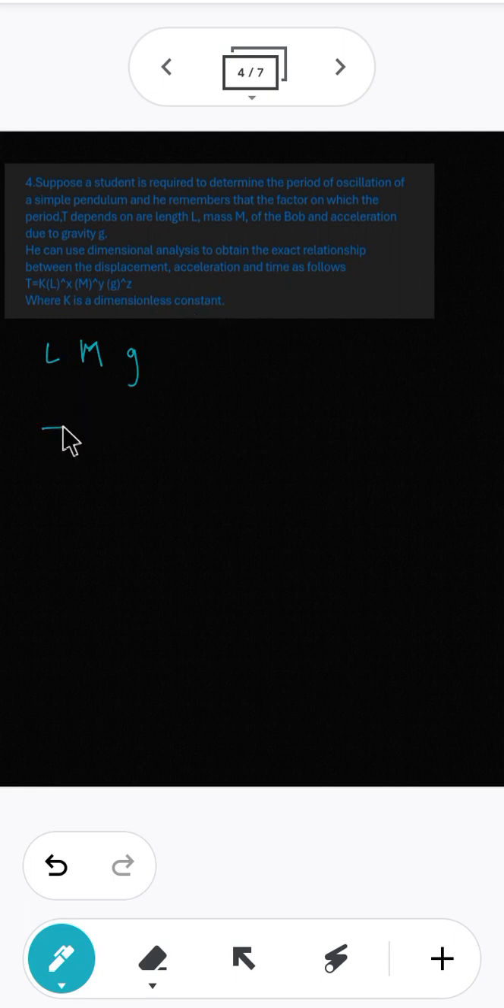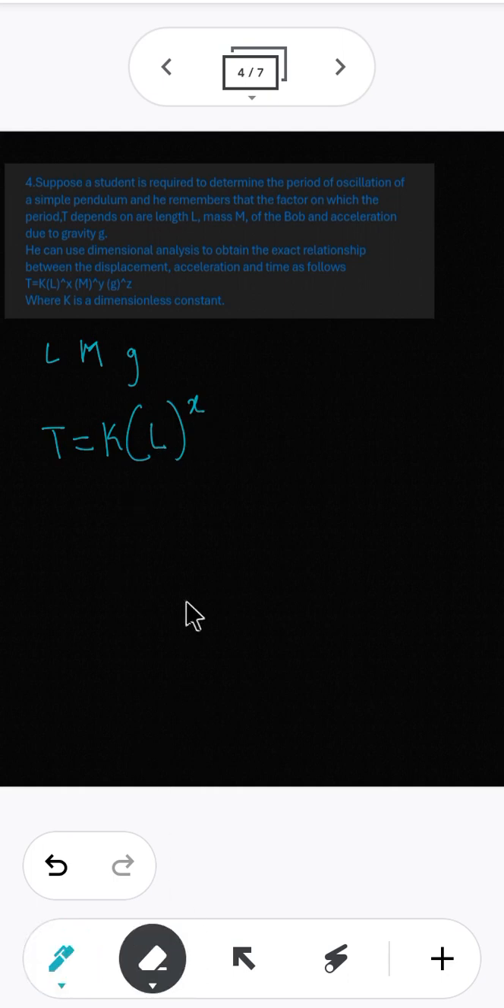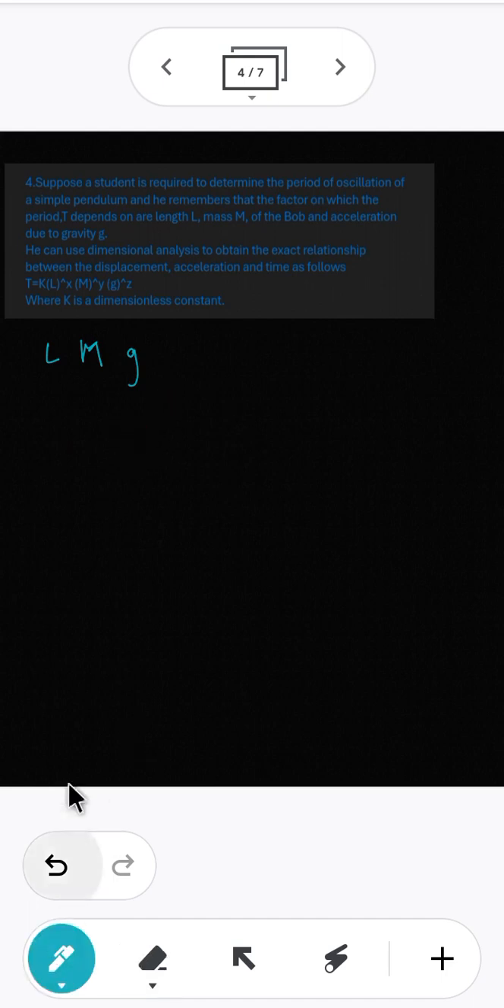So he has a relation. T is equal to K L raised to power X, M raised to power Y, and G raised to power Z. Now this is the relation he has, but he doesn't know the exact form. So we're going to solve this, and at the end of the video, you're going to see that this formula is very, very familiar. You know it, you understand?